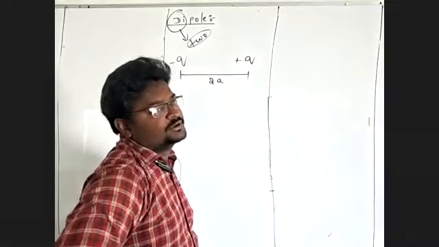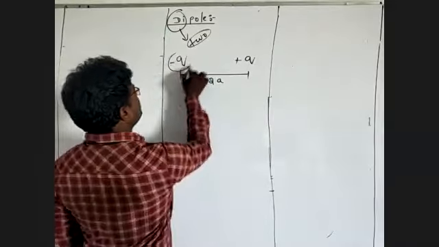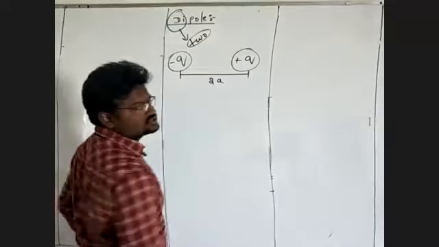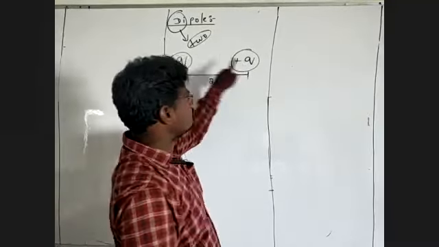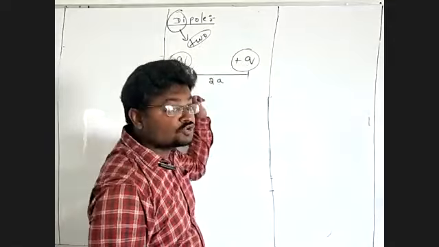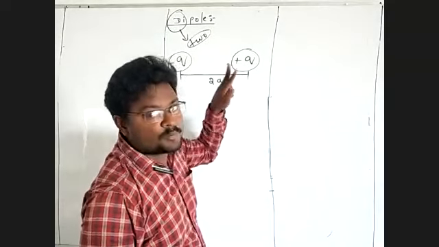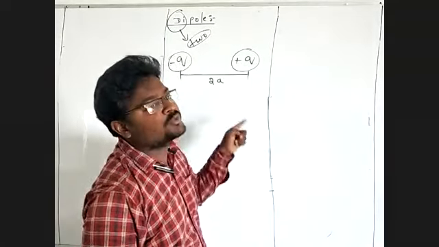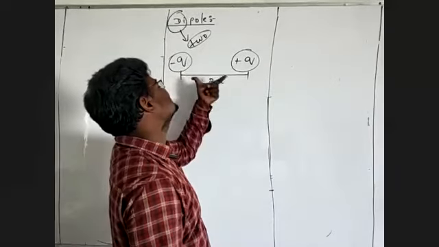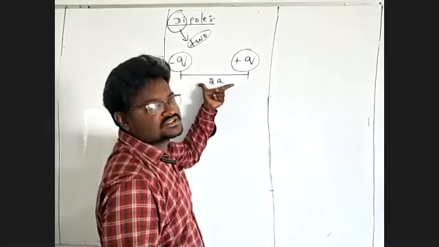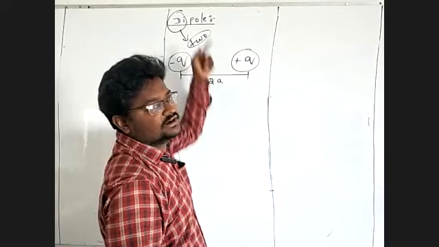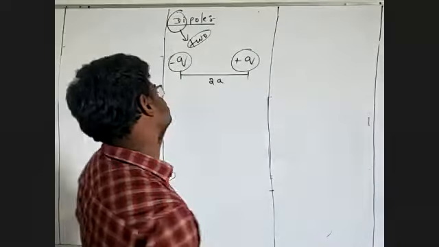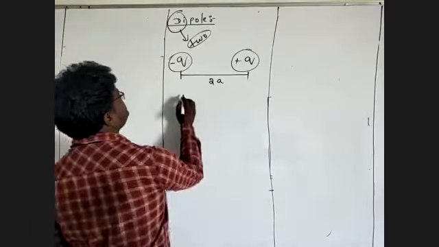So once again, this is a negative charge, this is a positive charge. Equal and opposite charges separated by a small distance is called an electric dipole. Now we will see the next, dipole moment.